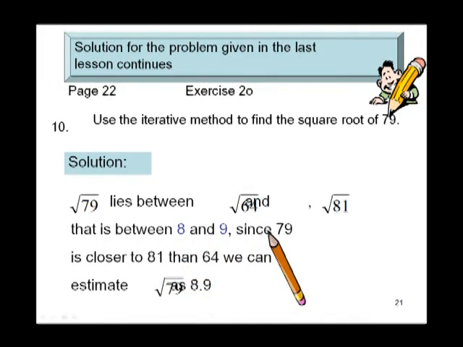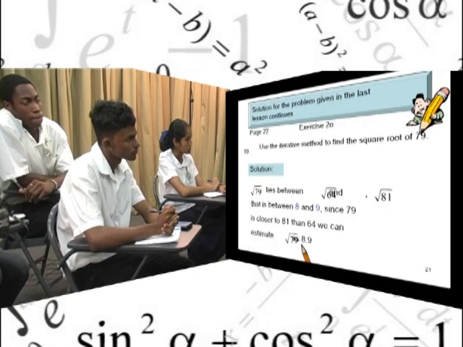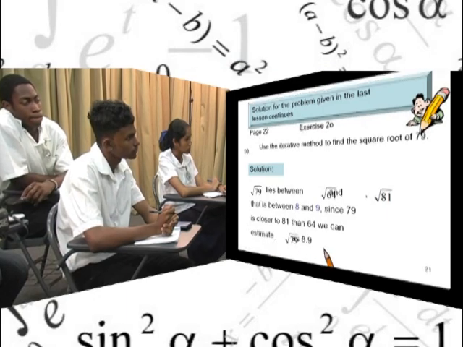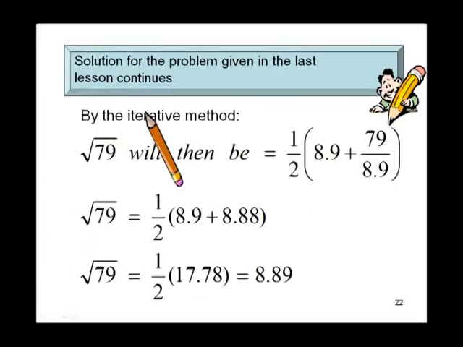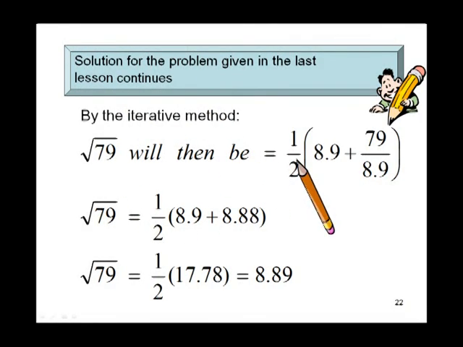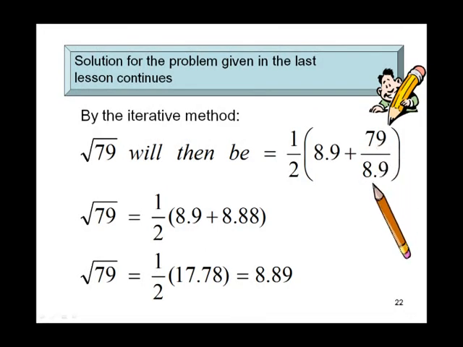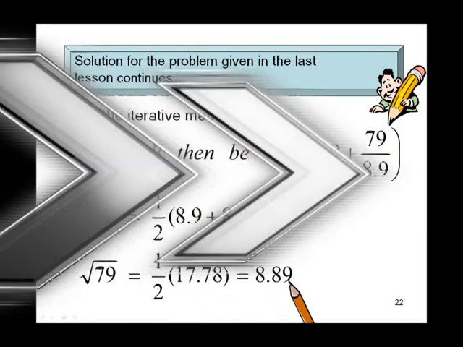Since 79 is closer to 81 than 64, we estimate the square root of 79 as 8.9. By the iterative method, the square root of 79 will then be equal to half into 8.9 plus 79 divided by 8.9. Square root of 79 is equal to half into 8.9 plus 8.88. The square root of 79 is half of 17.78 equal to 8.89.